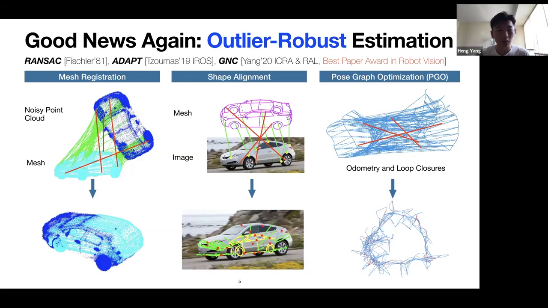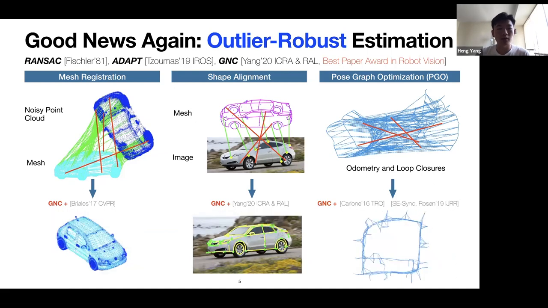To give you an example, if we use GNC together with the non-minimal solvers that I introduced in the previous slide, then we can regain robustness to outliers. We can be robust to, for example, more than 70% of outlier correspondences. And as shown by these images, the estimates in this case are very close to the ground truth. So now the question is, is this the end of the story? Does this mean that robust estimation is solved, that we can just relax and give up research?